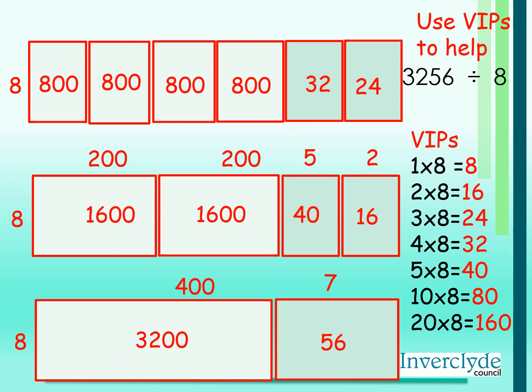3,256. 800 divided by 8 is 100. 32 divided by 8 is 4, and 24 divided by 8 is 3, giving us the answer of 407 yet again. Did you work out any of these ways, or was your way of doing it completely different? Did you still get the answer of 407?